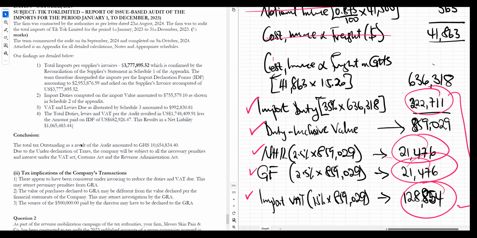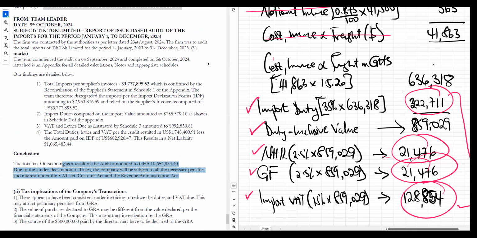Conclusion. The total outstanding liability as a result of the audit, due to under declaration of taxes, the company will be subject to all necessary penalties and interest under the VAT Customs Act and the Revenue Administration Act. That's all. And this is 20 marks. Can you imagine?